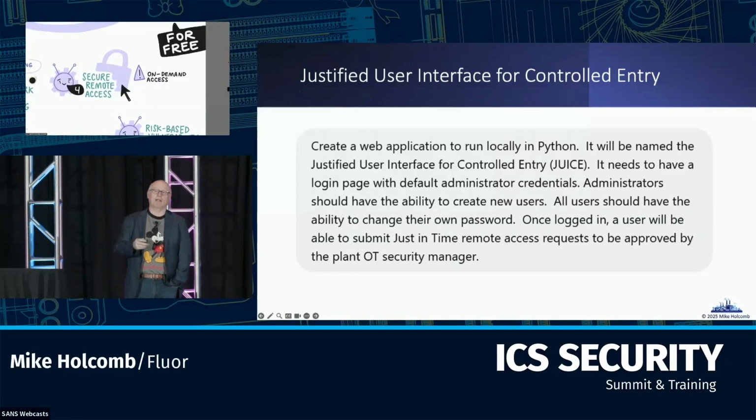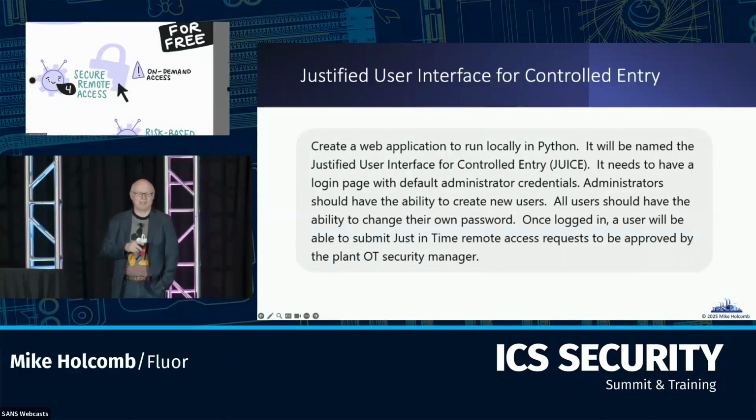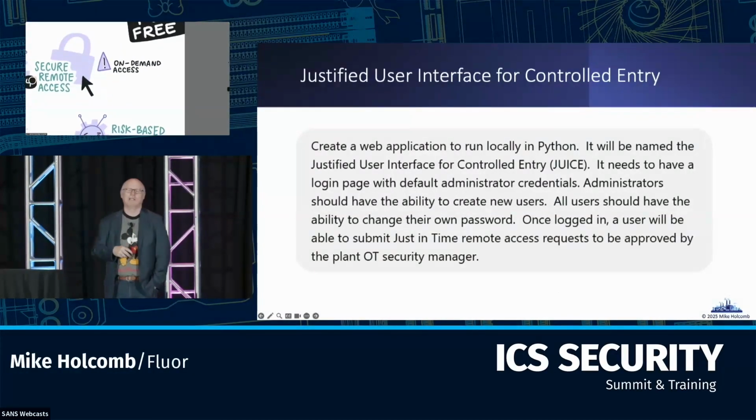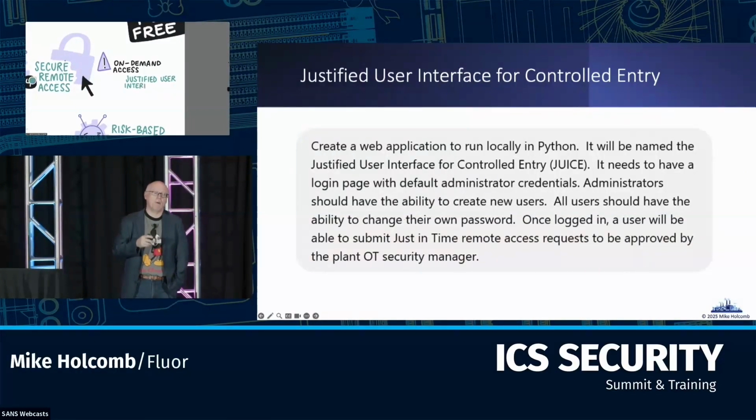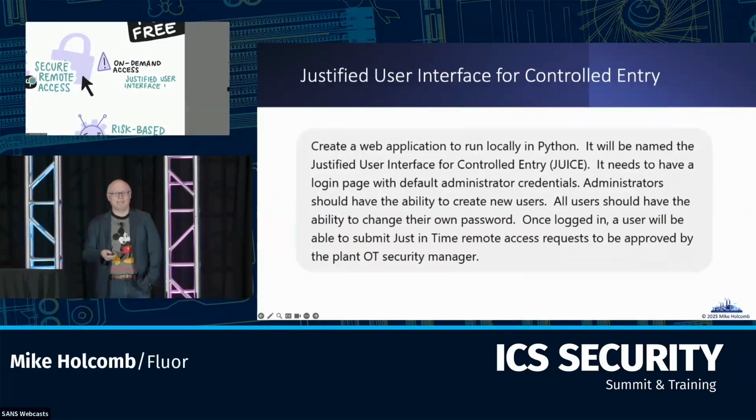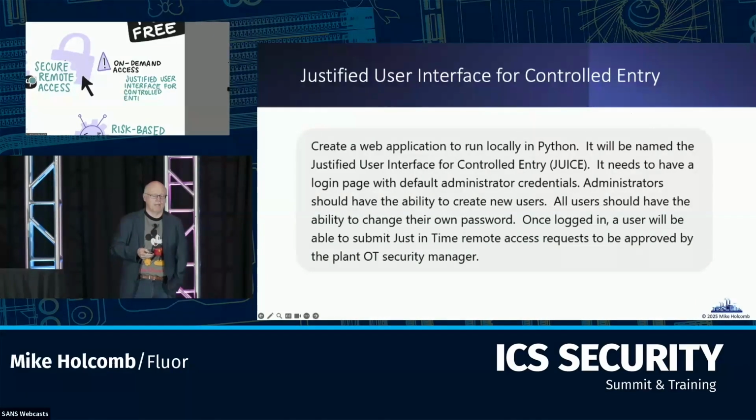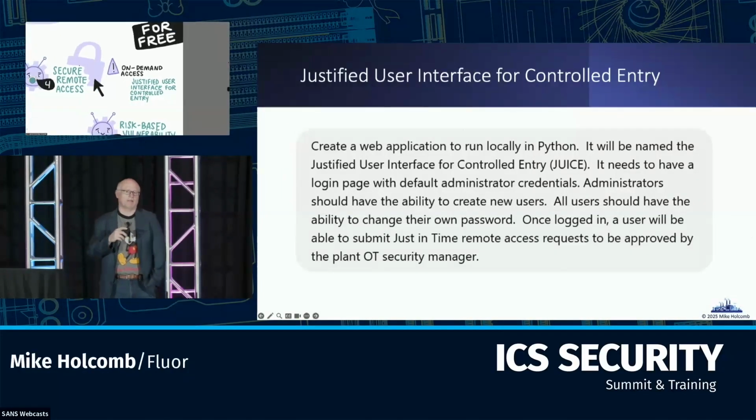So I asked ChatGPT two things. One, I wanted to create a cool name for this application. So it came up with the justified user interface for controlled entry, or JUICE. I'm like, okay, we'll roll with it. The other ones were really bad. This was the only one that was halfway decent. I said, we're gonna create a web application. Because I think a big part of enabling just-in-time access is having a platform to do approvals and denials of requests.